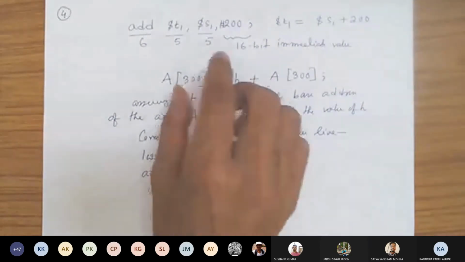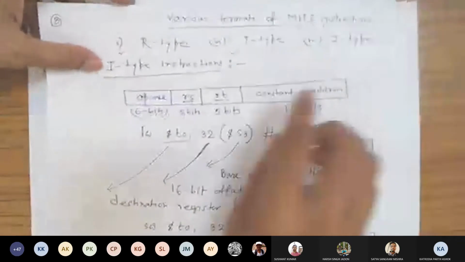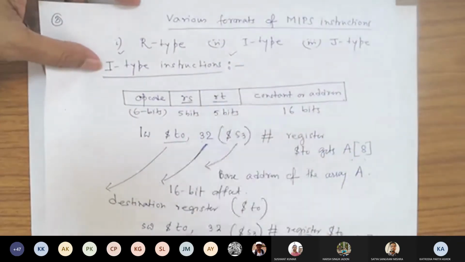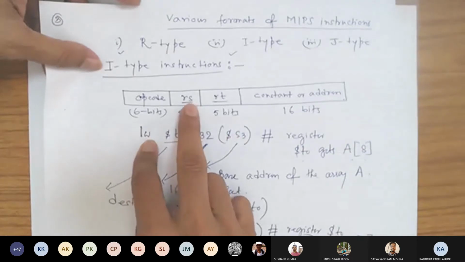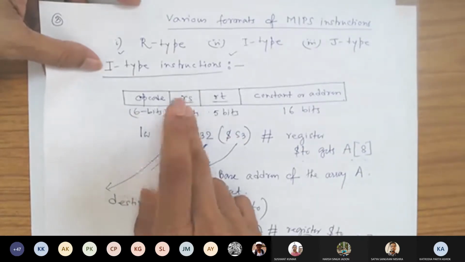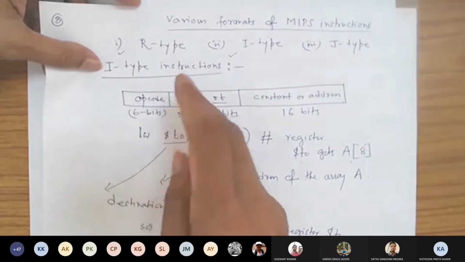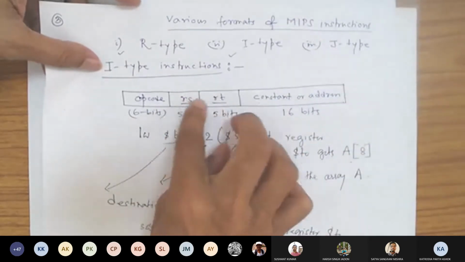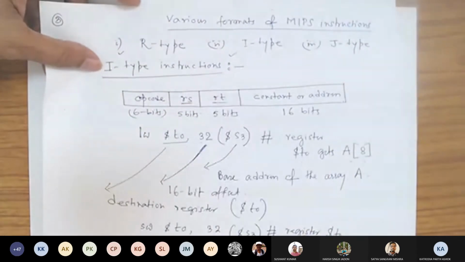I actually do not know why they have given the names RS and RT. Actually, in case of load, it should not be source. It is basically destination. So RS has no meaning here; it should be RD rather. That's why I told you, forget about these names. There are two registers, two fields.